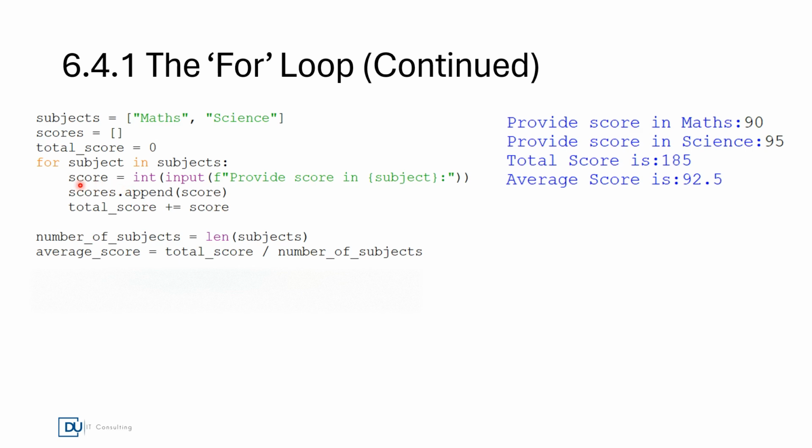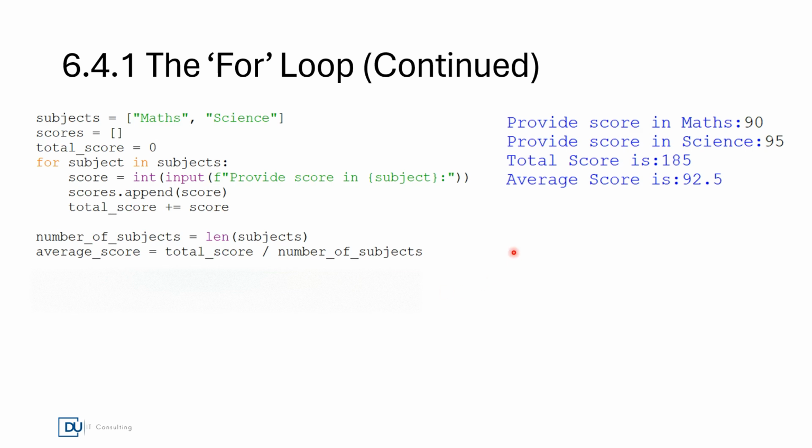So we use a score variable and we use the input method to get the marks or scores in a particular subject from the user. And then we add it to the scores list. And during this repetition, we are also calculating the total score using total score plus equal to score. Right? And then we are calculating the number of subjects by taking the length of the subjects, and then average score is equal to total score divided by number of subjects. Then we are printing the total score and average score to the user.